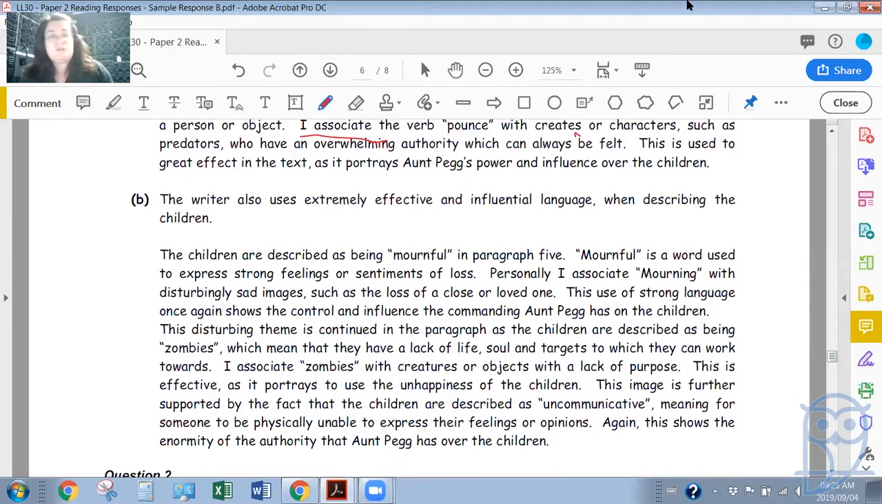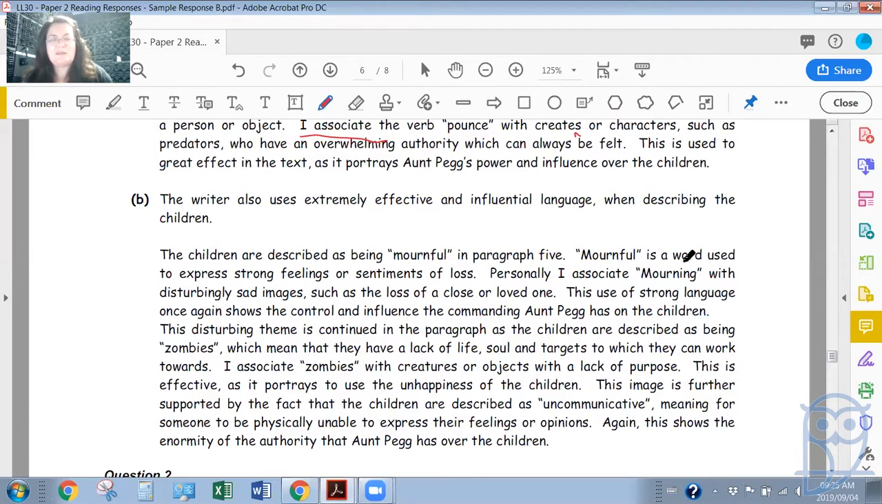Okay, now let's look at the children, the response to the children. The writer also uses extremely effective and influential language when describing the children. The children are described as being mournful in paragraph 5. Yes, that is the first word that sticks out. Mournful is a word used to express strong feelings or sentiments of loss, correct?